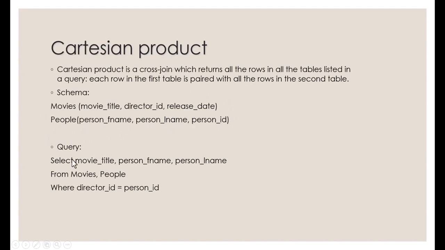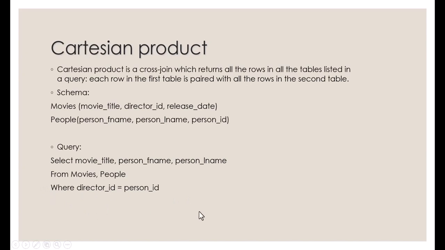The query here using Cartesian product is select movie title. We want to return the first and last name of the person. We're joining movies and people, these two tables. Here we have title and director's ID. This director is a person, obviously, so there should be a person ID that matches the director's ID. So from movies and people, we're joining these two tables.